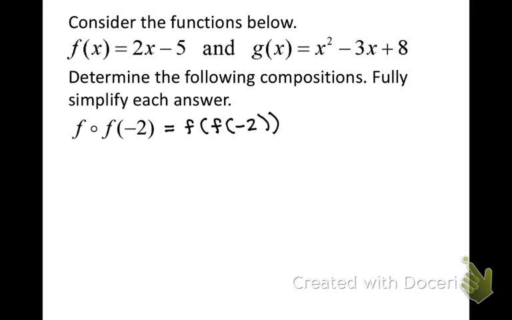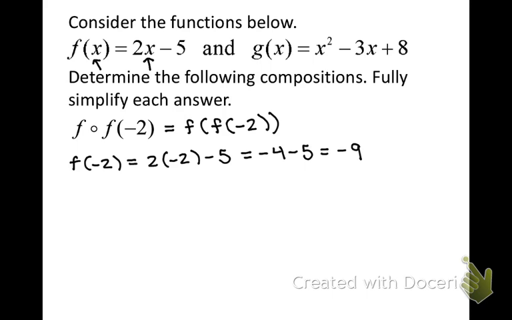So, starting with that negative 2, I am plugging in negative 2 everywhere I see an x in f of x. So I have f of negative 2 equals 2 times negative 2 minus 5. So we're looking at negative 4 minus 5, which would be negative 9. Now, notice this time my outside function is still f of x. So I'm actually going to take that negative 9 and plug it back into f of x now.